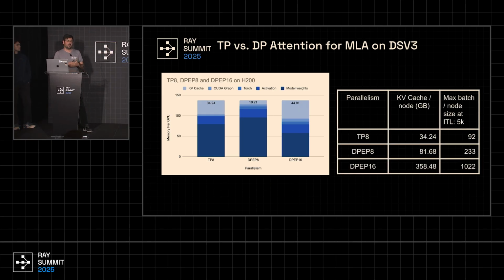So if you map this back to how many concurrent requests I can serve at a given input token length, that would be the last column. You can see that for TP8, I can only serve 92 requests concurrently, where each request has a size of like 5,000 tokens. But when you do DP8, you can get almost 2.5x more capacity. And then for DP16, this is going to be 10x more. This is the true magic of doing DP with MLA, which allows you to increase your batch size 10x, or 5x, or however much, and that increases proportionally with your DP degree.